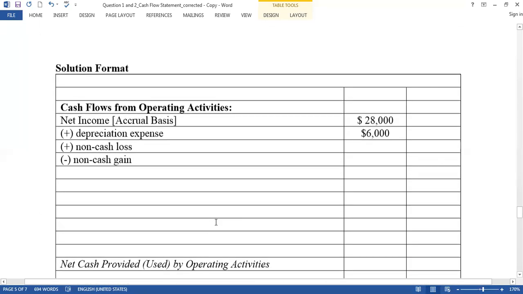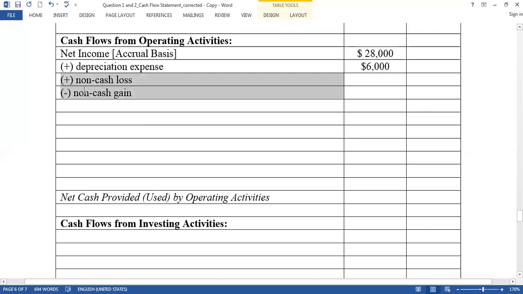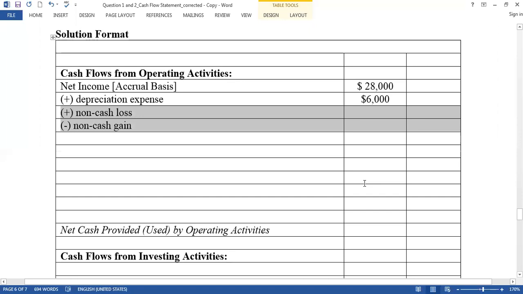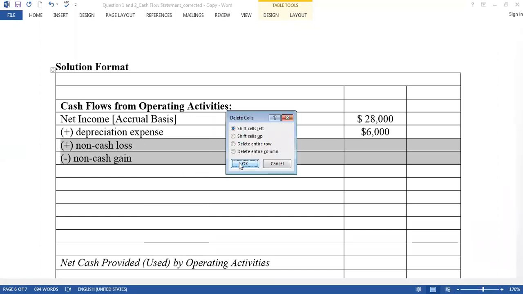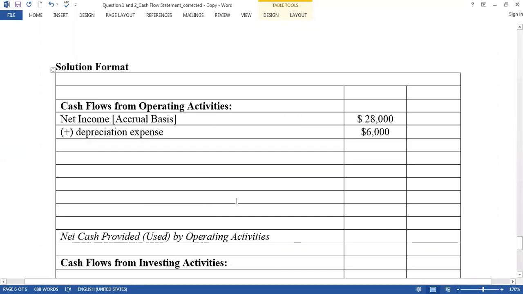So as we don't have any gain or loss, these two accounts should be deleted, because we don't have any gain and we don't have any loss. Now we have to think whether we have any current asset increase or decrease. And I told you that current asset increase means you do not have cash with you, right? And current asset decrease means cash came to you.